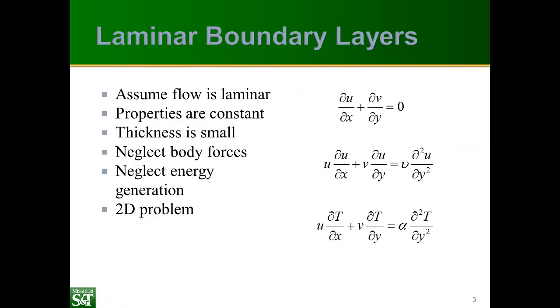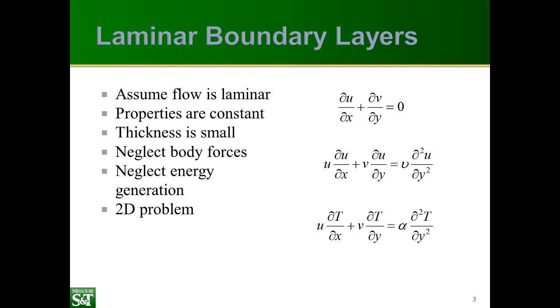So as we move on, we're going to assume the flow is laminar. That makes it easy so we don't have to worry about turbulence. We're going to assume the properties are constant so they can be removed from the derivatives. We're also going to assume that the thickness of the boundary layer is small, which basically means that the gradients in the x direction can be neglected compared to those in the y direction. We're also going to neglect the body forces and the energy generation to eliminate those terms from the problem.